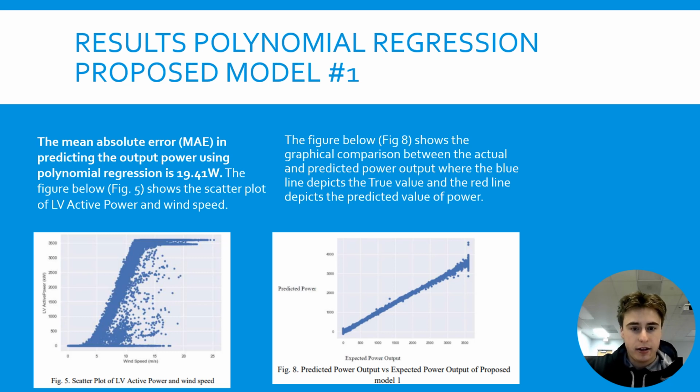And on the right-hand side, it shows a graphical comparison between the actual and predicted power, and this blue line depicts the true value. And the red line, which I have not shown, depicts the predicted value of power. I'd have you reference the paper to see that information.